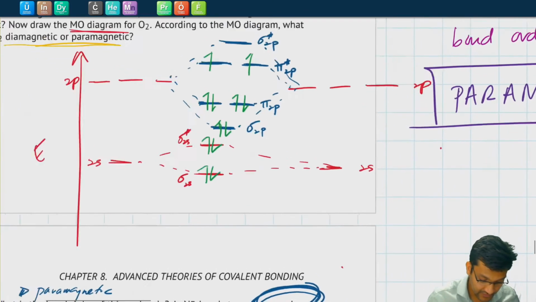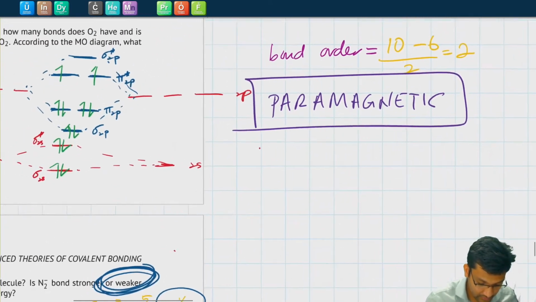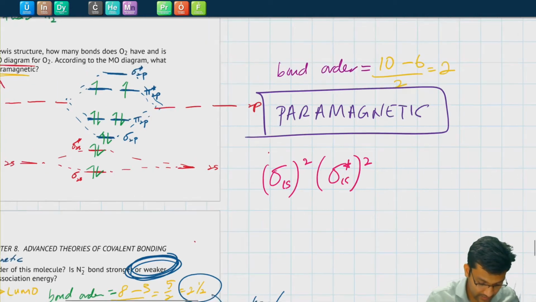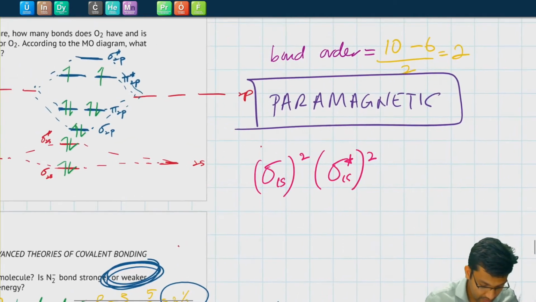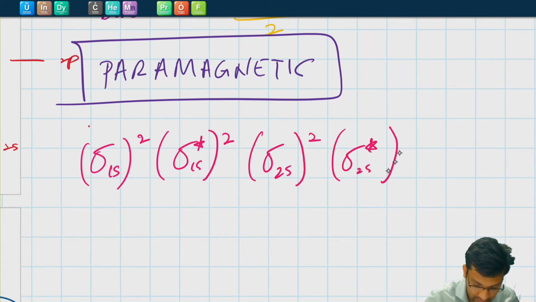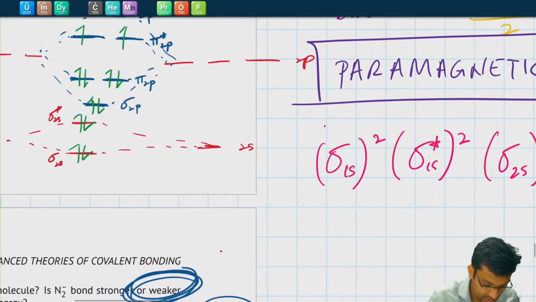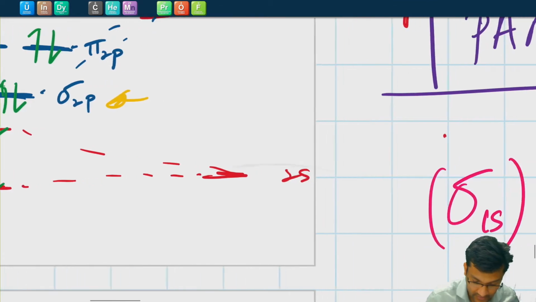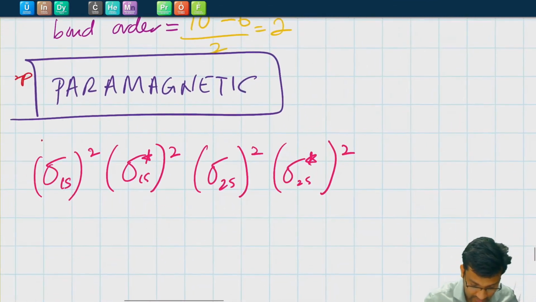Let's write the electron configuration for the oxygen molecule, right? We'll have the sigma 1s with 2 electrons and the sigma 1s star with 2 electrons, which we've already erased. Now we go to the sigma 2s with 2 electrons, and then the sigma 2s star with 2 electrons. Then what's next in energy? The sigma 2p, right here. I'm using a different color, but that's okay. Sigma 2p with 2 electrons.